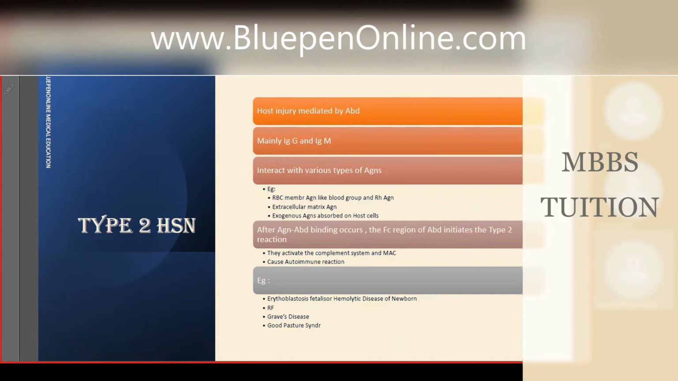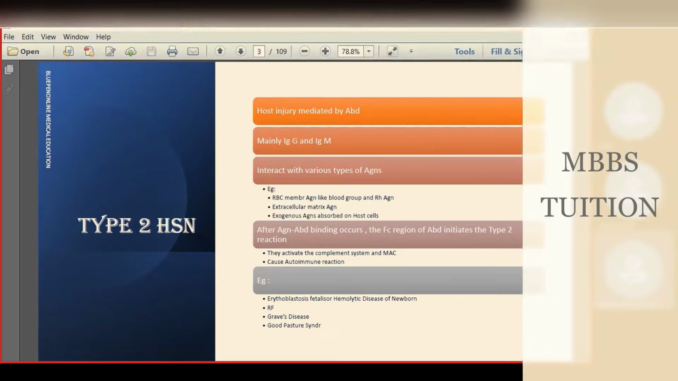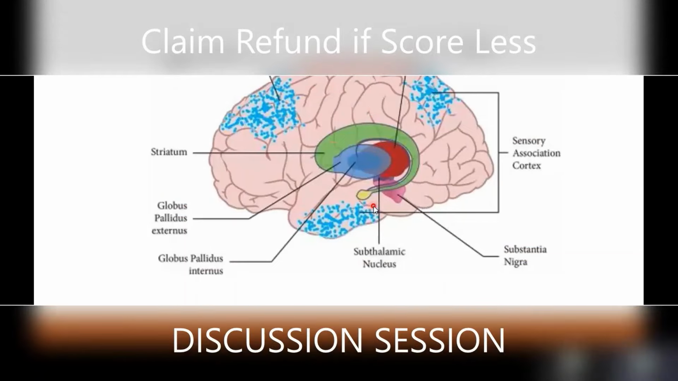These antibodies interact with various types of antigens. The different types of antigens, for example, are RBC membrane antigens like blood group and Rh antigens. Then extracellular matrix antigen. So these, it's just the outer part.